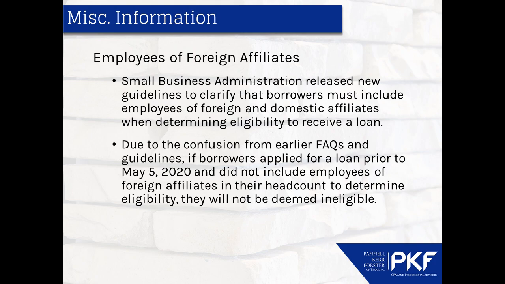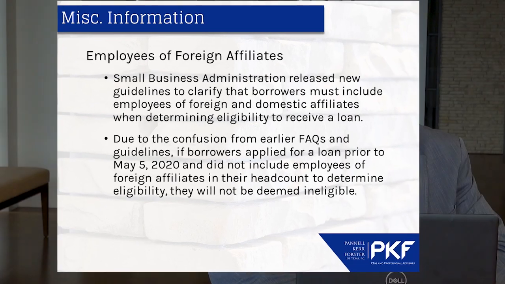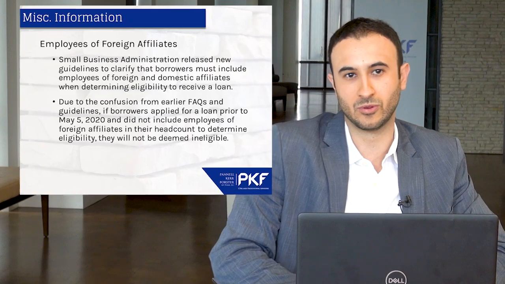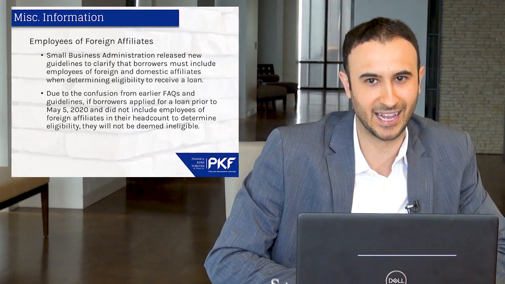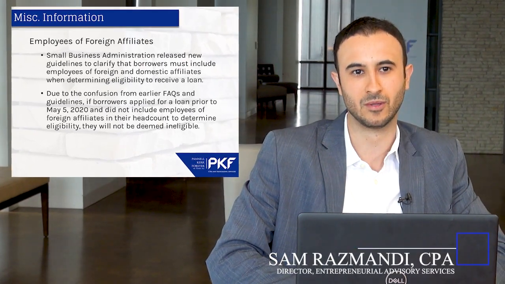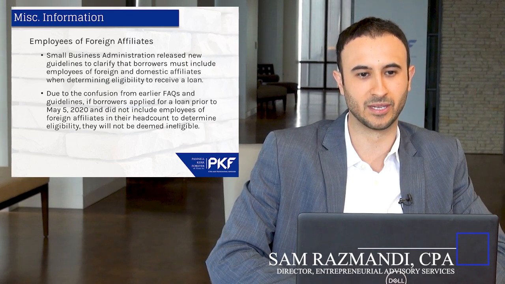And then later, in another FAQ, a question came out that semi-contradicted that. The SBA has recently clarified, saying that yes, if you're an entity with a foreign affiliate, you do have to count your foreign affiliate's employees to determine eligibility. So if you have 500 or more employees, or 1,000 employees in a different country, you would not be eligible, unless your NAICS code allows you to do so through those requirements.